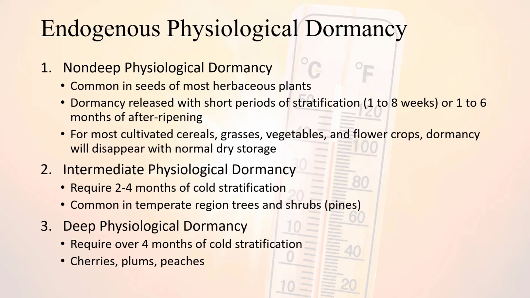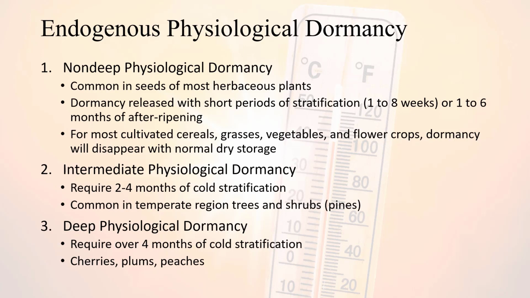Your wild plants respond to intermediate physiological dormancy. They're going to require about 2 to 4 months of cold stratification. Again, in our lab, when I had to stratify some of our seeds, you notice these were all native plants that I chose, and one of them, I believe it was the arrowhead leaf, only requires a week of stratification, but most of them required a little bit more, right? 8 weeks or more. So we're starting to get into this intermediate dormancy.